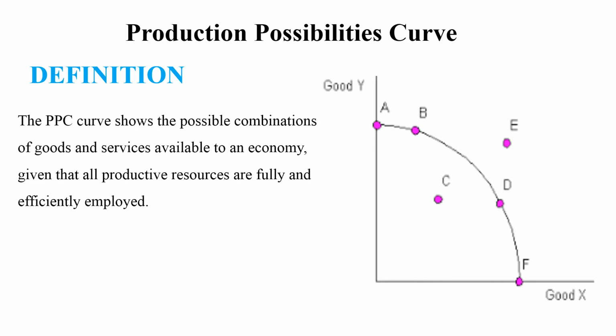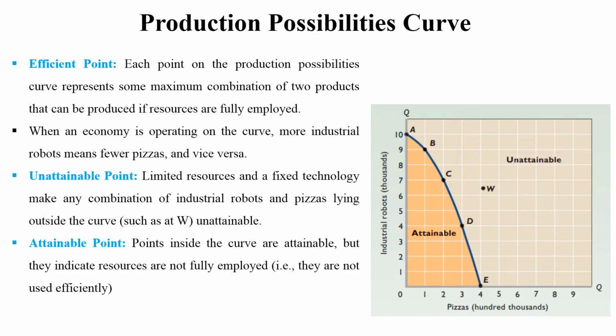Here we have a production possibilities curve. We have two goods, good Y and good X. Good Y is on the Y axis while good X is on the X axis. There are points that are below the production possibilities curve, which are called attainable. All the points on the PPC are efficient points, while all the points above the PPC are called unattainable points.